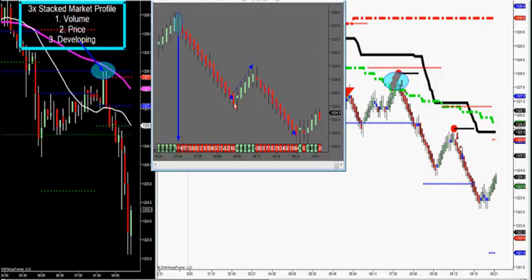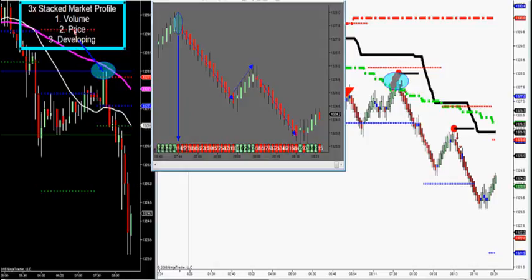So the methodology is very simple. You log in. Any market. I don't care what market you trade. S&P 500, 400, NASDAQ futures, Dow minis, Russell 2000, crude, gold, copper. Doesn't matter what you trade. You look at the magenta MA. It's built into our indicator already. If it's angled down, I want to sell retracements in stacked areas.